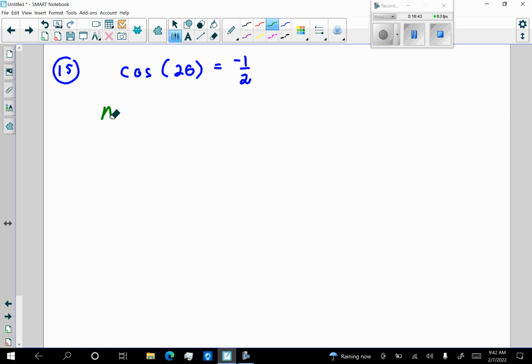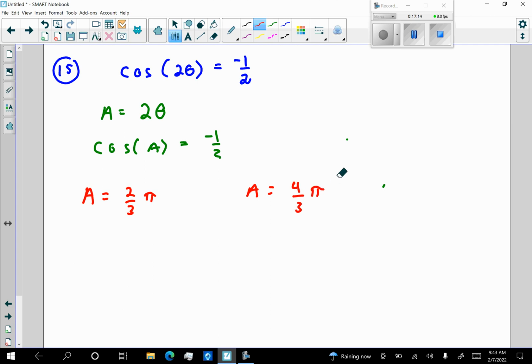Another problem along the same lines, I have the cosine of 2 theta is equal to -1/2. Again, I'm going to use Lee's philosophy because Lee is simple-minded. I'm going to let A equal 2 theta, and I'm going to say, hey, the cosine of A is equal to -1/2. I'm going to look at my unit circle, and I'm going to say that A then is going to be equal to 2/3 pi, and A is going to equal 4/3 pi, straight off the unit circle. True or false? Going to be true.